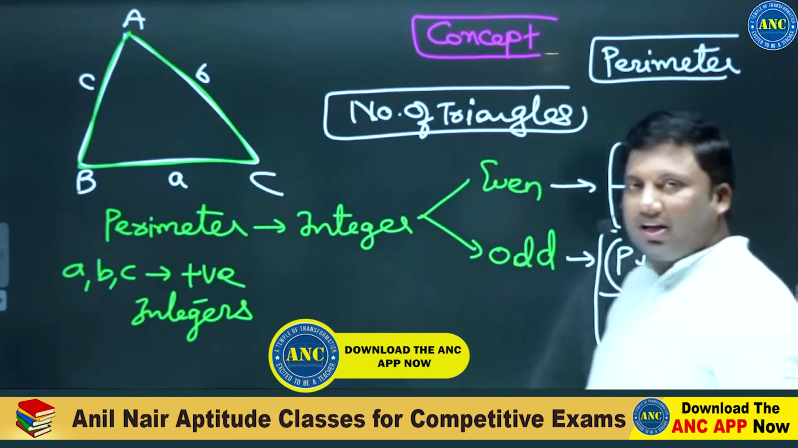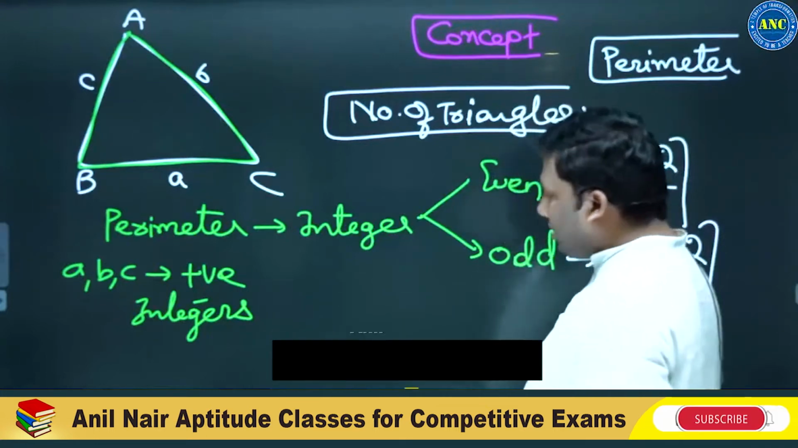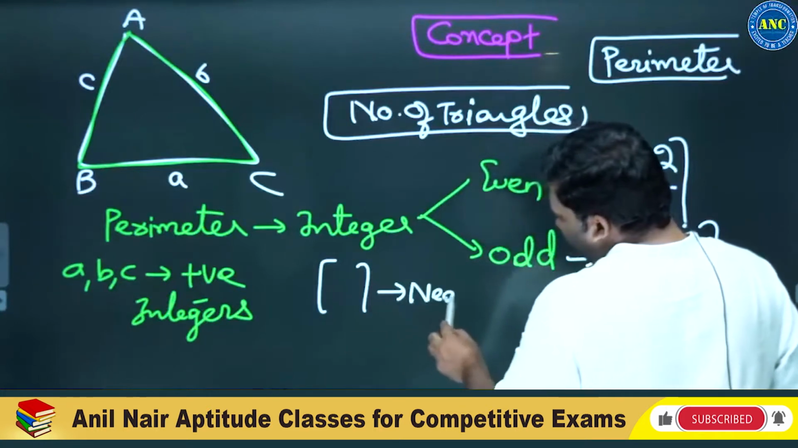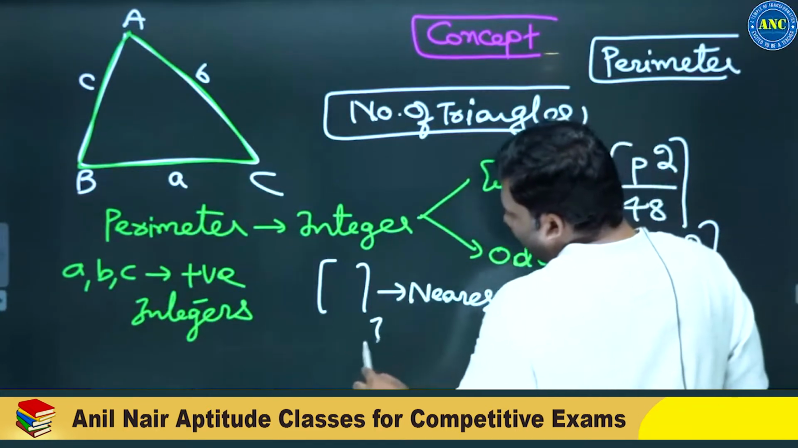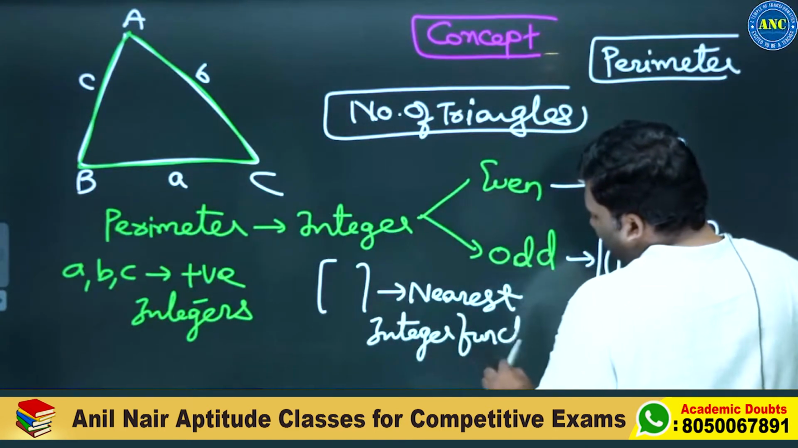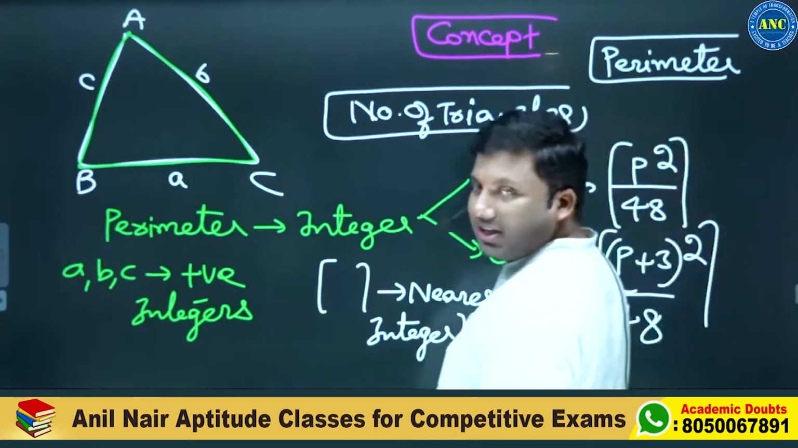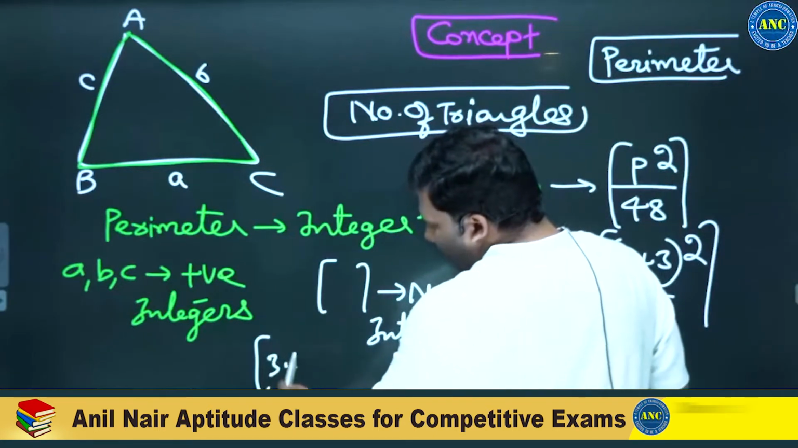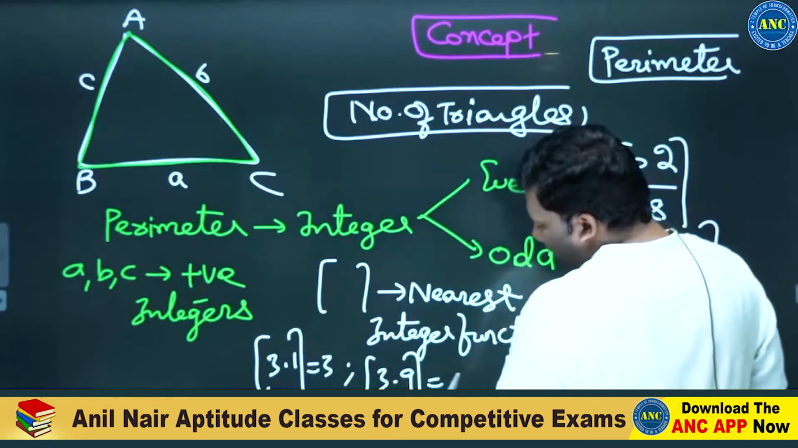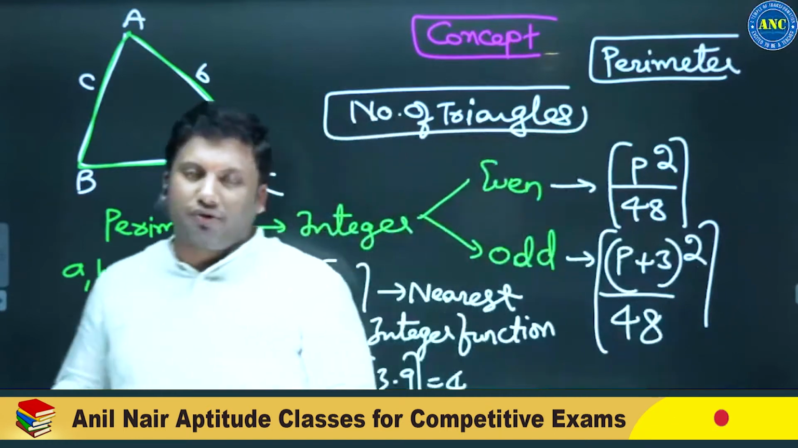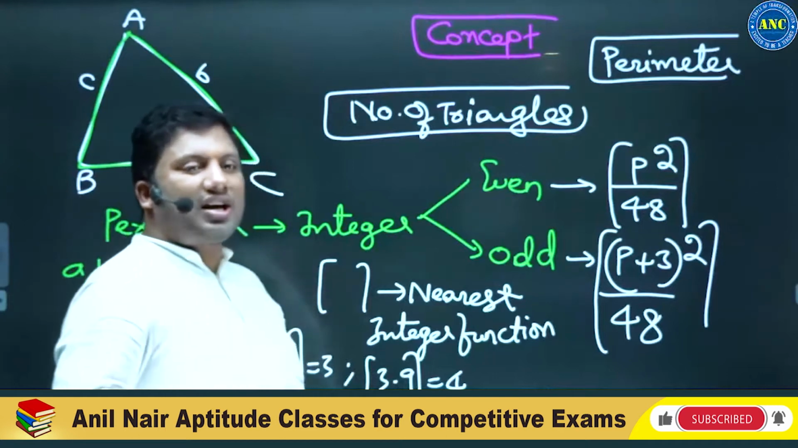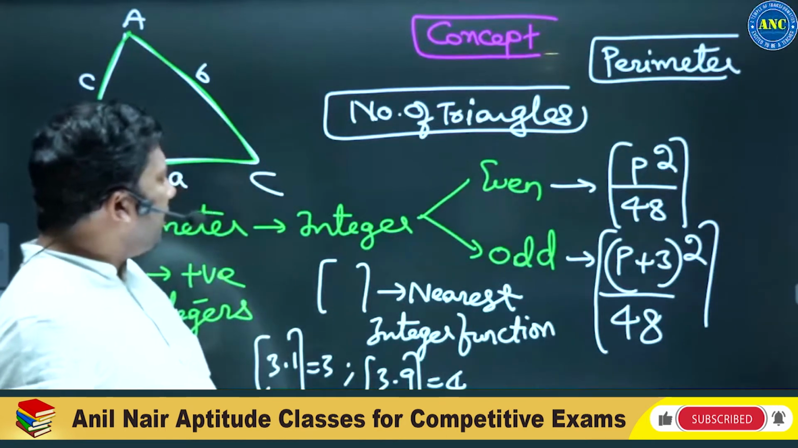This box is not the greatest integer function or the least integer function. This box is the nearest integer function. What do you mean by nearest integer function? 3.1 is nearer to 3. 3.9 is nearer to 4. The nearest integer function is not the greatest integer or the least integer function. One is a formula based approach.